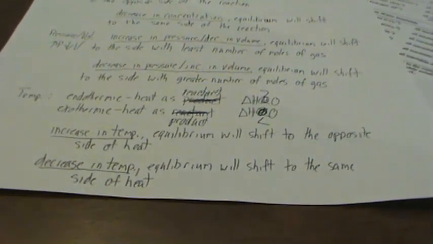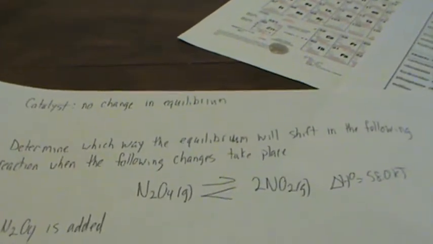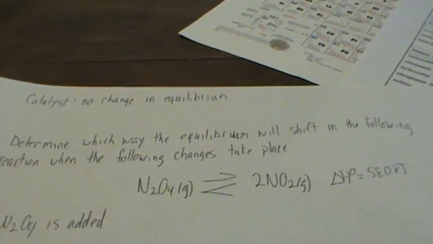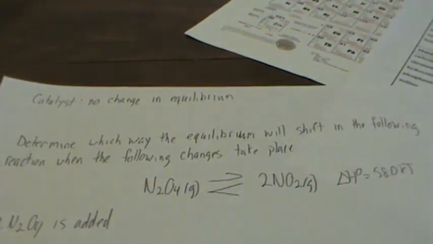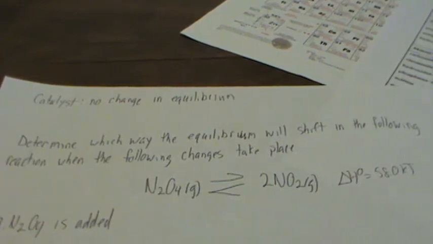So if we have an increase in temperature, equilibrium will shift to the opposite side of heat. And if it's a decrease in temperature, equilibrium will shift to the same side of heat. Now, one more thing that we can possibly do to a reaction. What if we add in a catalyst? Well, we learned with kinetics, catalyst just lowers the activation energy or it speeds up the reaction. If our reaction is already at equilibrium, adding a catalyst won't even change the equilibrium. We won't have a shift whatsoever to the left or to the right.